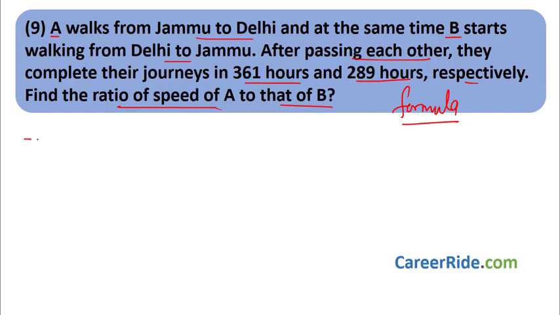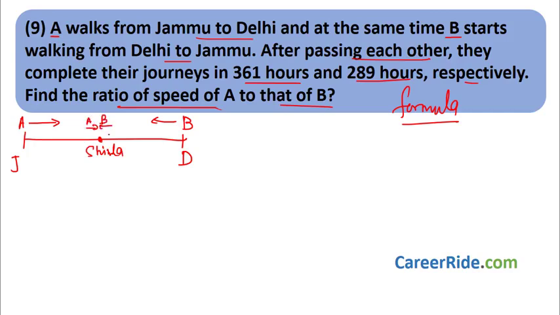Let us assume that there are 2 places, one is Jammu and one is Delhi. Now A starts moving from here and B starts moving from here at the same time. B is going to Jammu, A is going to Delhi. Now let us assume that they both meet at some point over here. Let that point be, say, Shimla. A and B meet each other at Shimla.